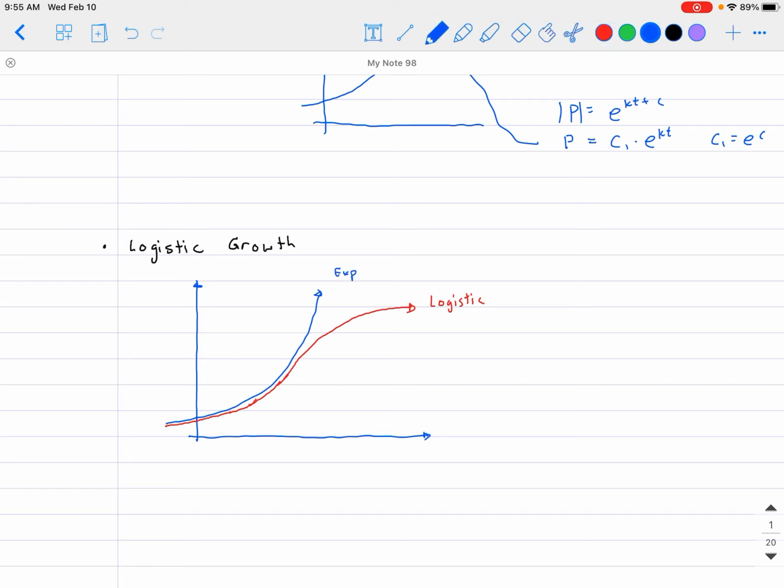Whereas the exponential growth right here, this is going to say, if your population is like, say, germs, for example, and there's no boundary and you're not confined in any way, then it'll grow exponentially in that case. So this is basically what we're going to be interested in.